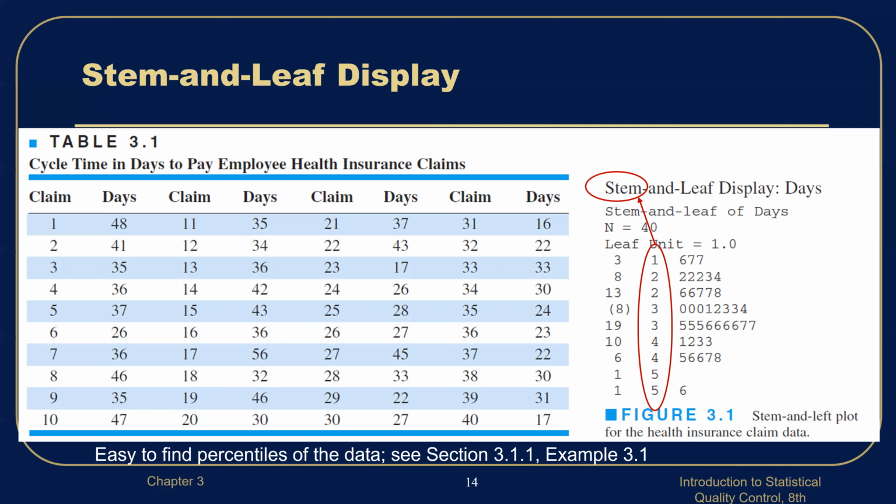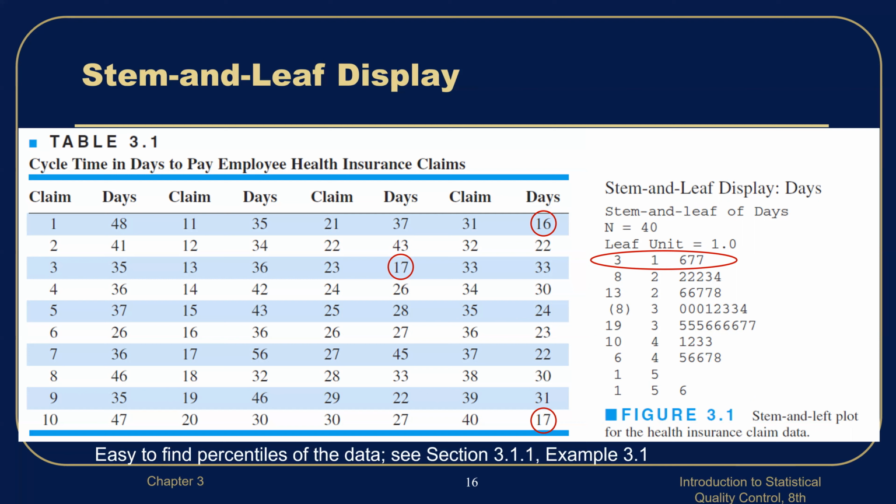The first bin is from 15 to 19, so we write 1 here on the first row. There is 16 and 2 17s in this bin. So we write 677 here on the right.